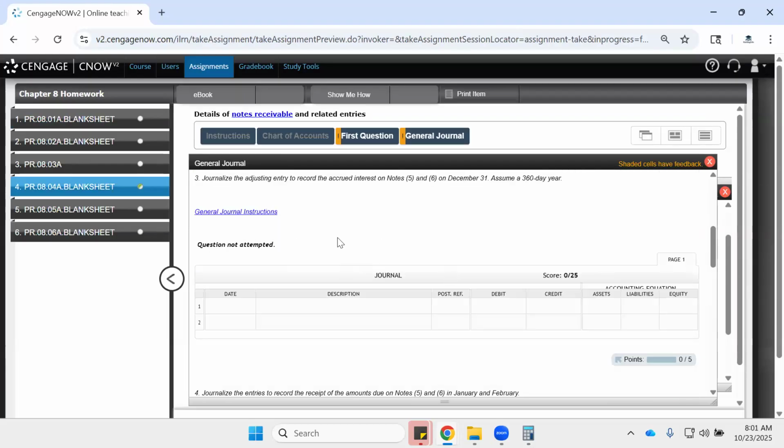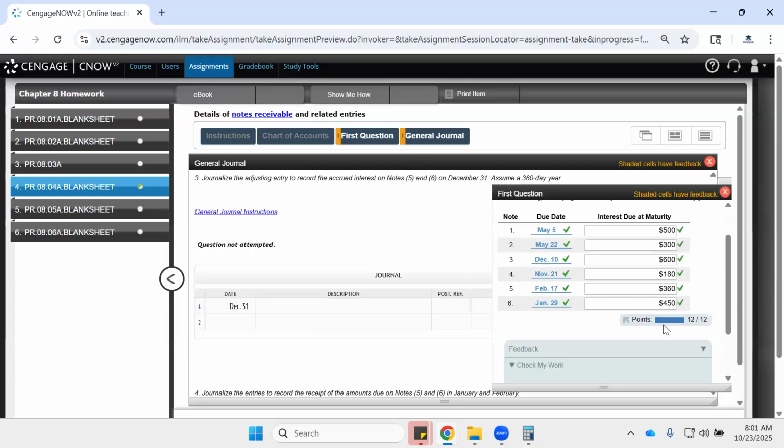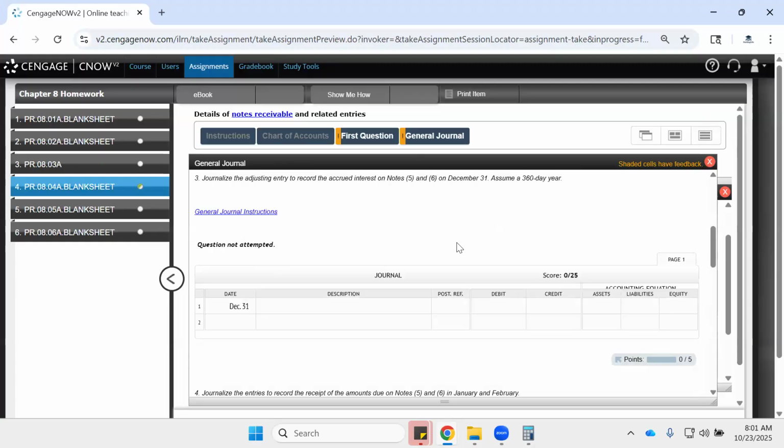So now we're going to journalize the adjusting entry to record the interest on notes 5 and 6 on December 31st and assume a 360-day year. So very important point. This is not the full interest due at maturity. This is only the interest that has been accrued so far by the end of the year.